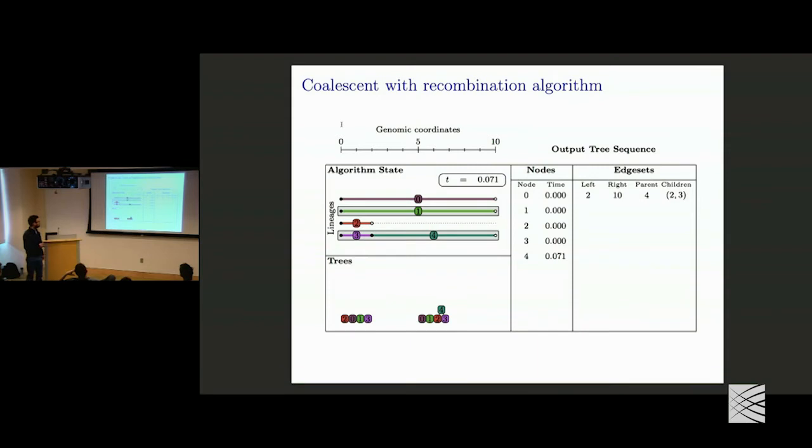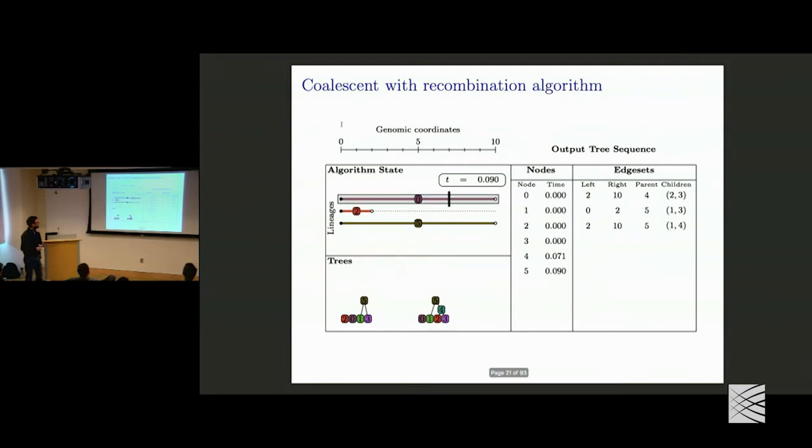So moving on again, we have another common ancestor event, so between these 2 lineages, and it causes coalescence in 2 trees, so we update 2 trees at the same time, and this is reflected with 2 new edge sets now. So we have between 0 and 2, 5 is a parent of 1 and 3, and so on. We have another recombination event. This splits the tree which covered this interval into 2 trees, which now evolve independently.